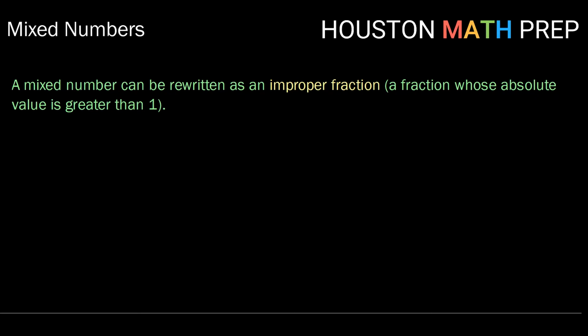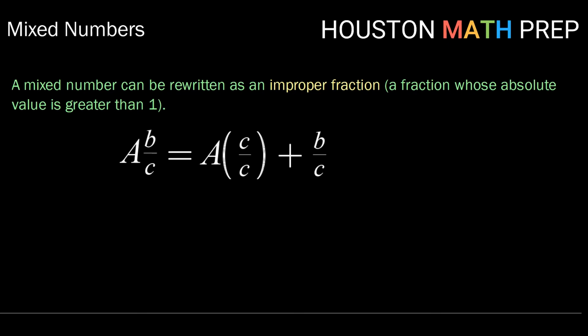Just a reminder on the vocab here that an improper fraction is a fraction whose absolute value is greater than 1. That will occur whenever the absolute value of the numerator is larger than the absolute value of the denominator. So, if we wanted to take our mixed number, a and b over c, and rewrite it as an improper fraction, we would do that first by getting a common denominator between a and b over c. So we would do that by multiplying a by c over c. Then we can combine into an improper fraction a times c plus b all over c.